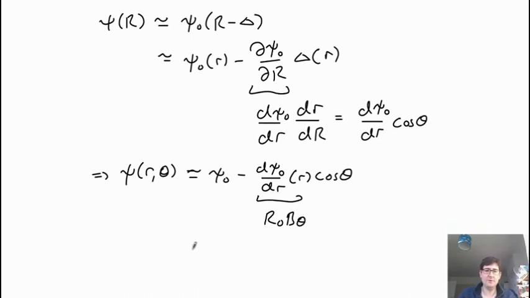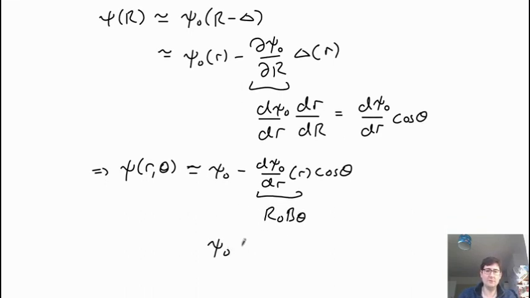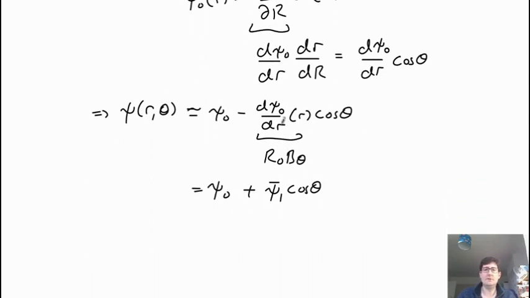And then by comparing this to what we've been using, so psi naught plus psi 1 bar times cos theta, we just recognize that this psi 1 bar is just related to this delta r. So therefore I have the psi 1 bar, which is a function of r, is just a minus, so we have a difference of sign here.